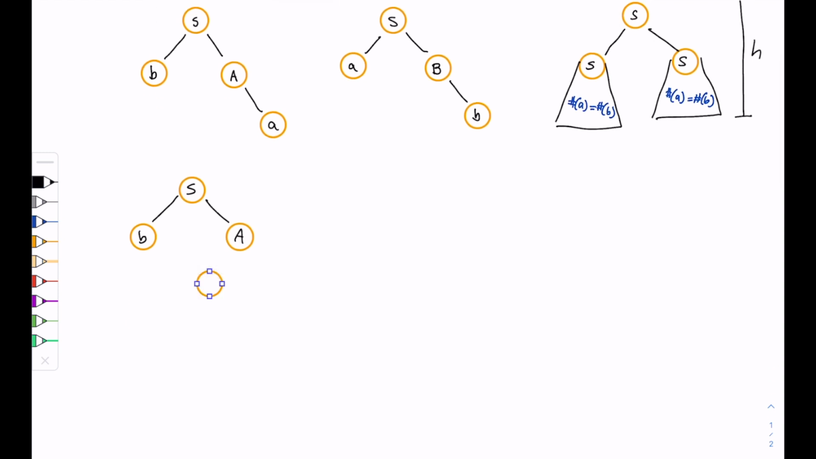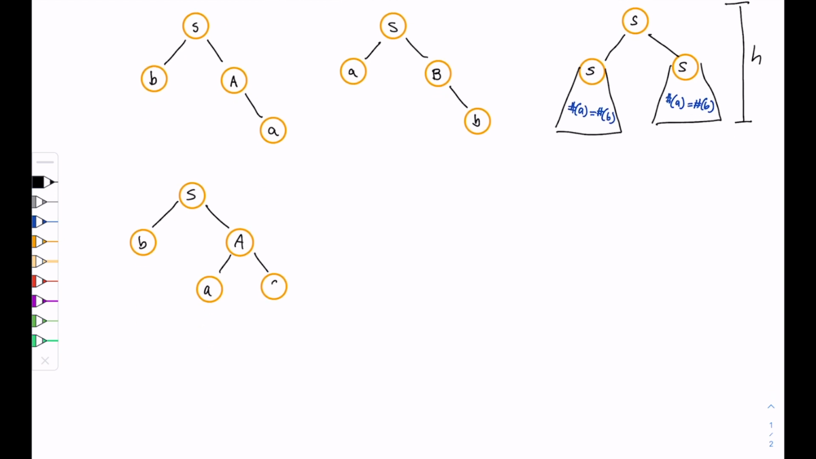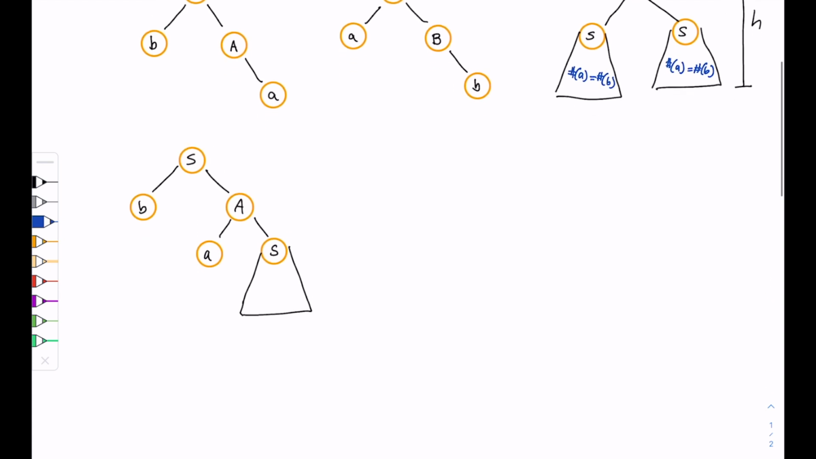Okay, so then in that case we have A and S as the children, and then S is some subtree, right? So by an inductive hypothesis, if we wanted to approach it that way, what we know is that the number of A here is equal to the number of B, right? And if we also look at the structure of how this is, we have one B and one A here. So the number of A's and B's for this whole tree are going to be equal.